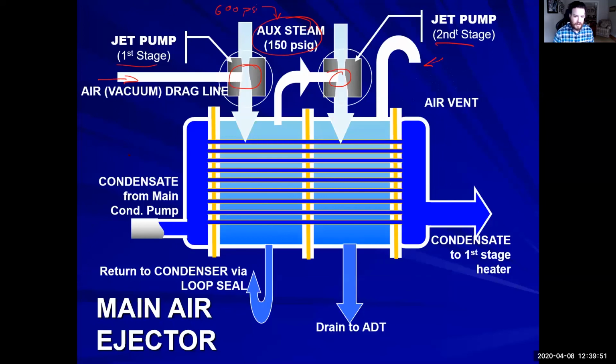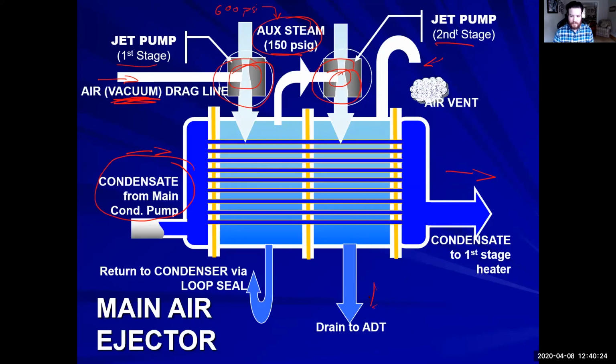We have our first stage and our second stage. And now this is our condensate going through. This is another shell and tube type heat exchanger right here. So the air ejectors sit on top of it. And then we are utilizing the 150-pound steam that is getting mixed with the vacuum air drag line of the non-condensables. We're utilizing that to heat up our condensate before it goes to the first stage heater.